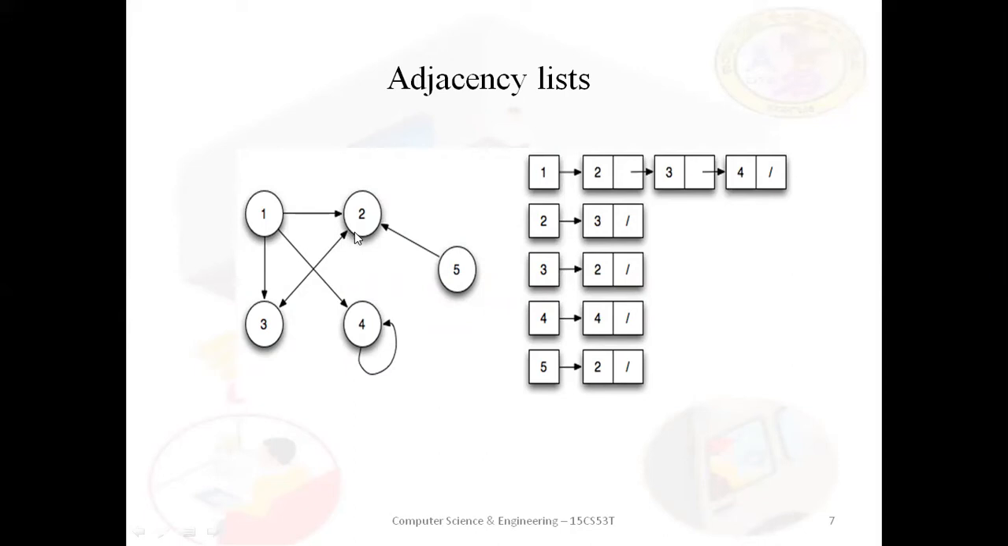Whereas there is only one edge from 2, to 3. Similarly, from 3, we have a two-way edge here, that's why 3 to 2. For 4, we don't have any edge except 4 to 4, only one edge, and we are not having any other outgoing edge from 4. Similarly, the only edge outgoing from 5 is to 2. That is how we can represent by using adjacency lists.